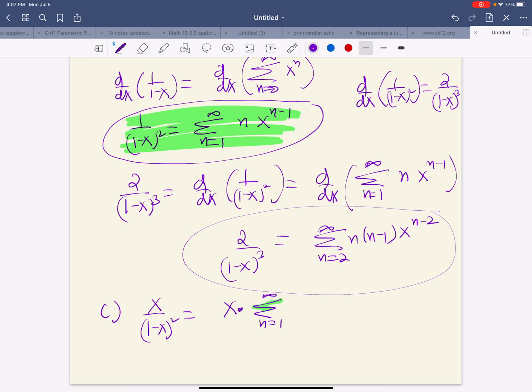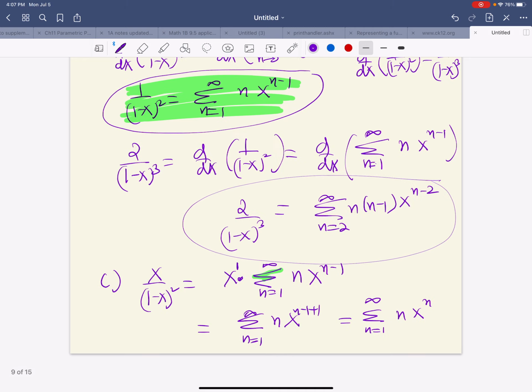Summation n is equal to 1 to infinity n x^(n-1). So when I multiply this with x, the exponent becomes n minus 1 plus 1, because there's one exponent here as well. So that would be summation n is equal to 1 to infinity n x to the power n. And that's going to be the power series for x over (1 minus x) squared.